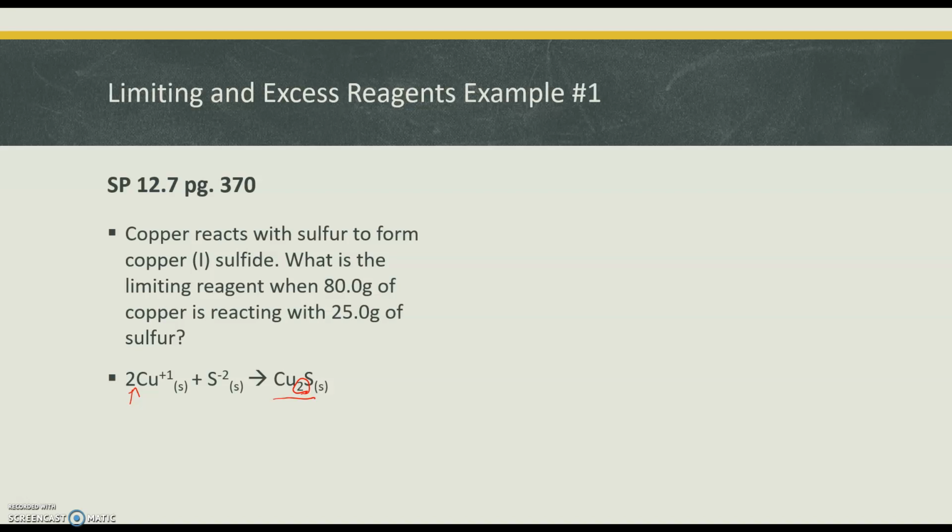Now we're just going to set up our stoichiometric conversions. I'm only going to calculate to moles of our copper 1 sulfide. You can really start with either one of your reagents. I'm going to go in order and start with our 80 grams of copper. Starting with 80.0 grams of the copper, set up the stoichiometric calculation to get to moles of copper 1 sulfide. Pause the video.